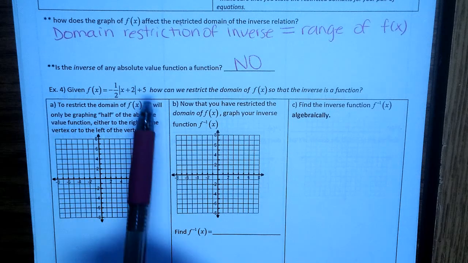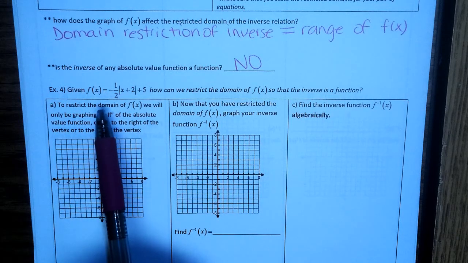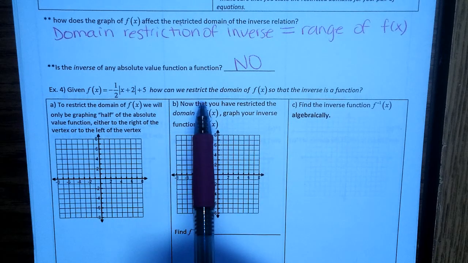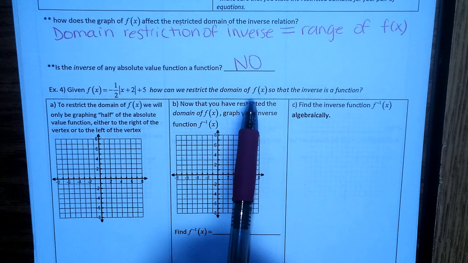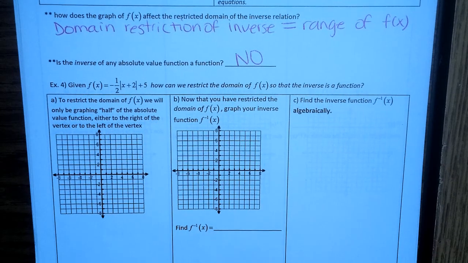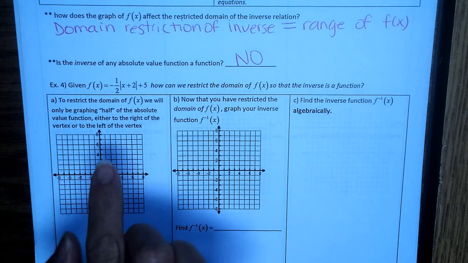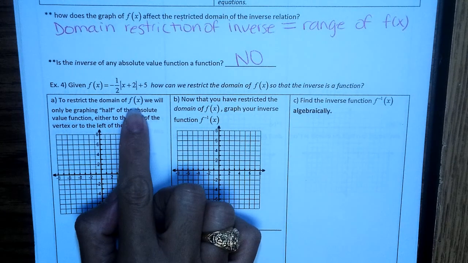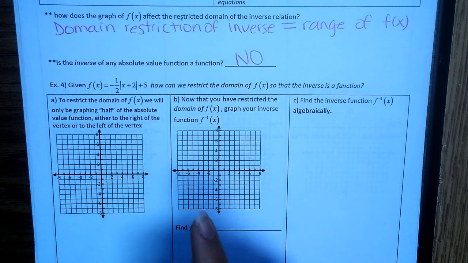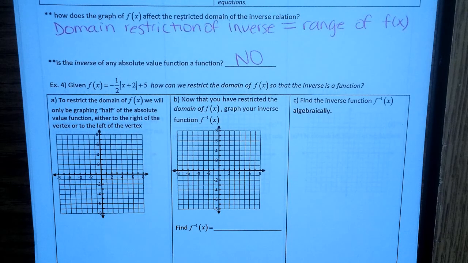Example 4. Given this f of x function, how can we possibly restrict the domain of f of x so that the inverse is a function? The way you're going to do it is by following these steps. Step 1. To restrict the domain of f of x, we will only be graphing half of the absolute value function, either the right half or the left half of the vertex.